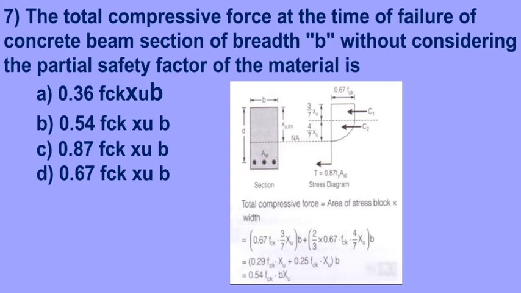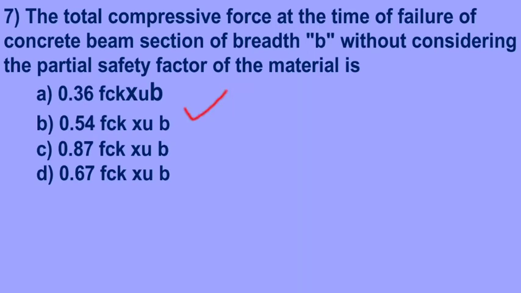Plus, what about this section? Here it will come as 0.67 fck into 4/7 xu, into 2/3 because of the parabolic nature here. So we multiply by 2/3, whole into the width of that section, which gives the total compressive force in that section. So it will come as 0.29 fck xu plus 0.25 fck xu, whole into b, which is equal to 0.54 fck b xu. So our answer is option B, 0.54 fck b xu.